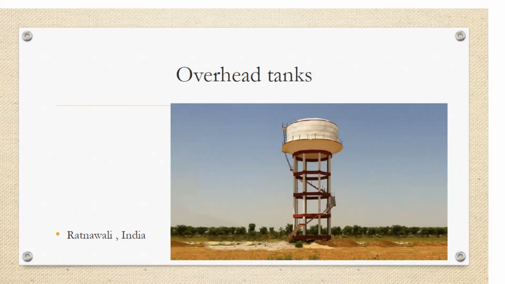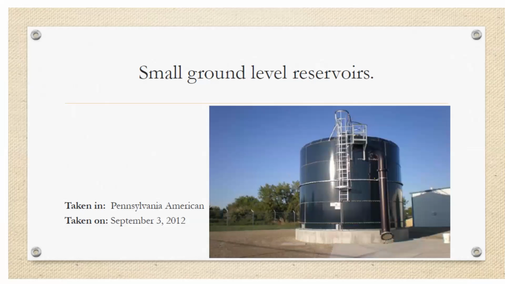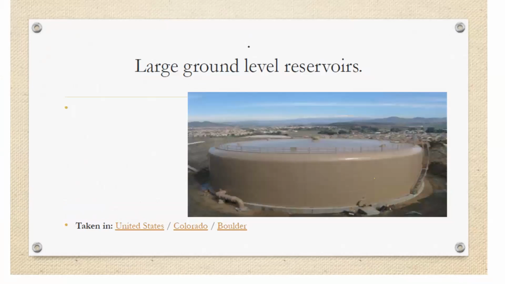Okay. Now the next one is the SSR, the surface storage reservoir. A small ground surface level reservoir can be constructed like this, or a big one can also be constructed like this. When do we call it a surface reservoir? When some depth will be there under the ground and some height will be there above the surface. That is the surface storage reservoir.